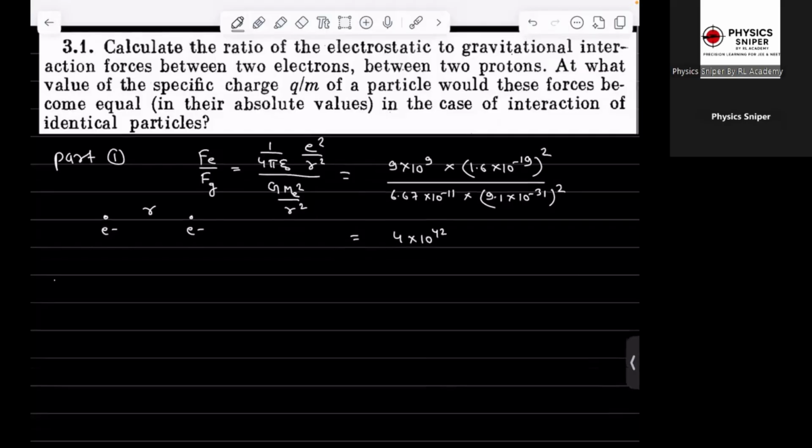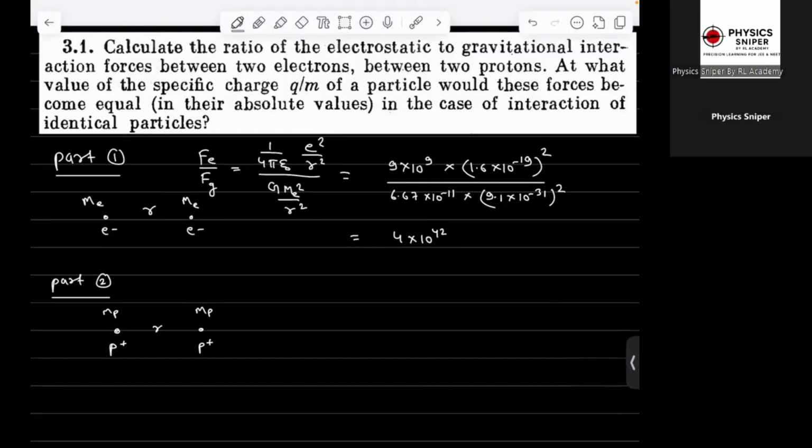Now in part 2, the whole difference is that we have to calculate the same thing, but for two protons. This time we have two protons. So in case of protons, we have only difference in their masses. In part 1, we use mass of electron. Instead of mass of electron, here we have to use mass of proton.